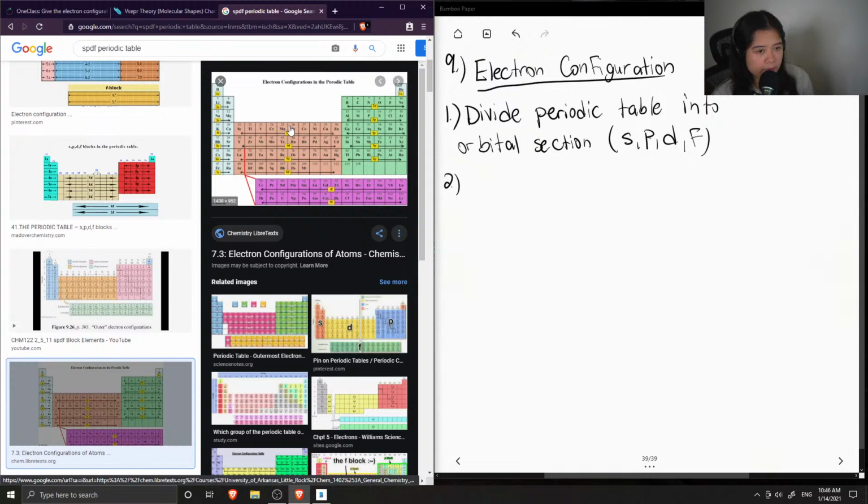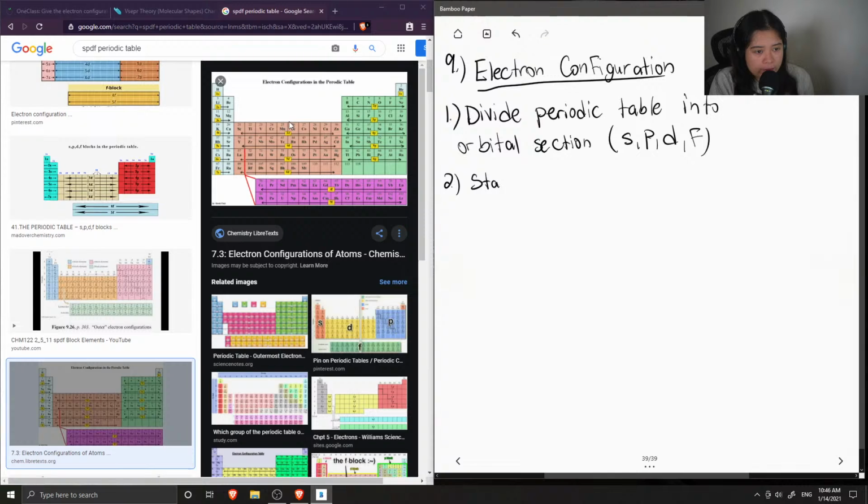So after we divide our periodic table into these different sections, we start from hydrogen and we move left to right, writing the row number, then the block letter.